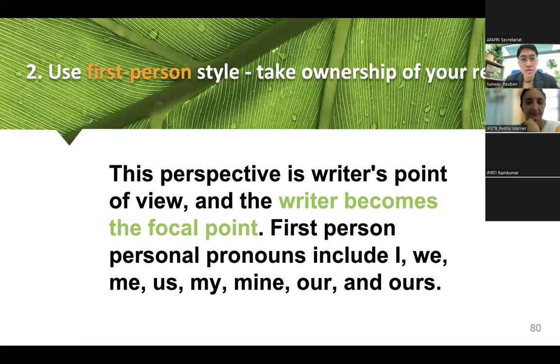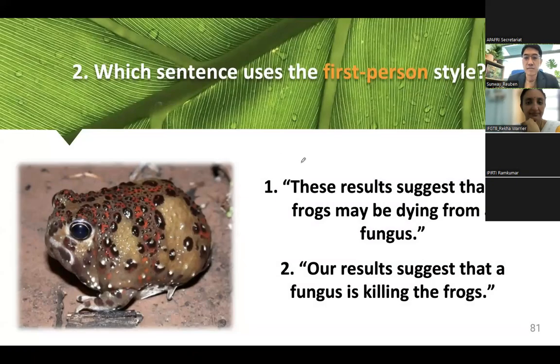Number 2, you need to use the first person style. Take ownership of your work. What's the first person style when it comes to writing? It basically means the writer becomes the focal point. First person personal pronouns include I, we, me, us, my, mine. These are examples of pronouns that you use. For example, which sentence uses the first person style here? Is it the first sentence or the second sentence? Just type it in the chat so I can see.